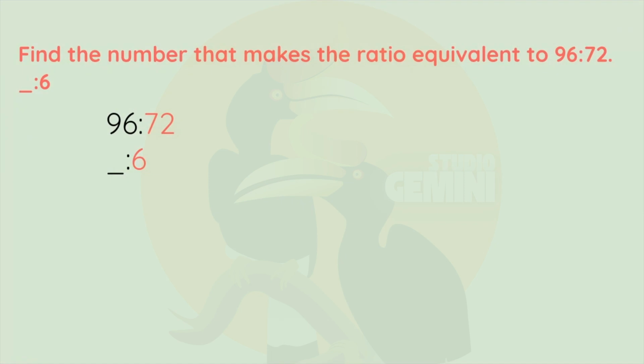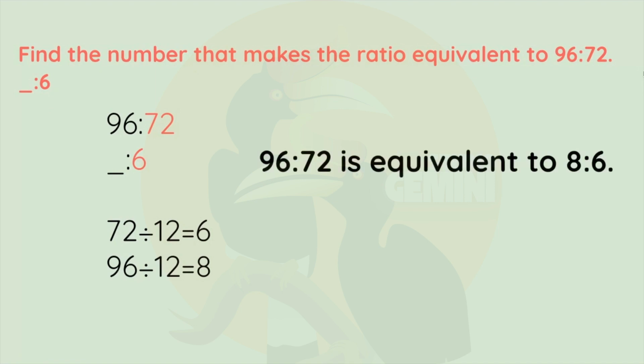Since we already have part of the second ratio, part of that was already done for us. We can begin by dividing 72 by 6 to see what number the original ratio was divided by to get the second ratio. 6 times 12 equals 72. So 72 divided by 12 equals 6. The original ratio was divided by 12, so I will also have to divide 96 by 12 to make the ratio equivalent. 96 divided by 12 equals 8. So 96 to 72 is equivalent to 8 to 6.